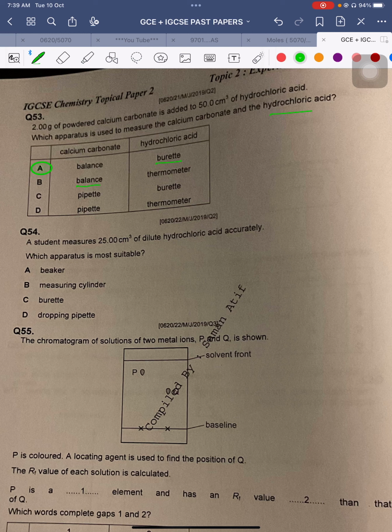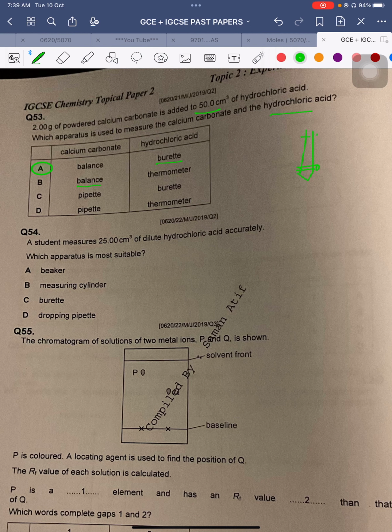All right. Because calcium carbonate is a solid, it will be measured by a balance, whereas hydrochloric acid is a liquid which can be measured very accurately with the help of a burette. It can measure 50 centimeter cube very clearly. It is the apparatus which has a diagram like this. At the top it is filled, whereas at the bottom there is a controlling tap, and it is zero at the top, whereas 50 at the bottom, zero and 1, 2, 3 and onwards.